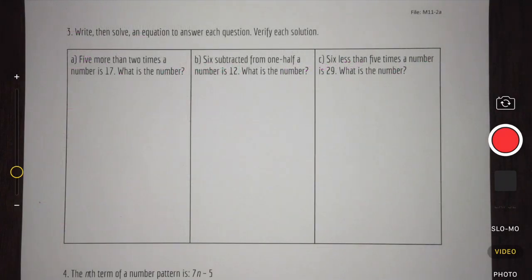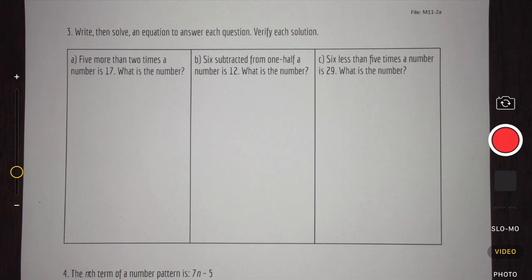All right, now obviously there are situations where we have to take some words and turn them into some type of algebraic expression. That's what we're going to practice in question number 3. So in part A, what we have is a statement telling us that 5 more than 2 times a number is 17. What is the number?